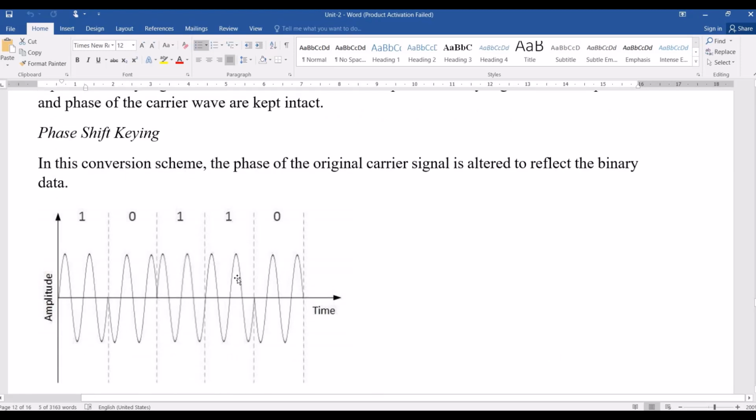Let's move on to phase shift keying. Phase means a change in some phases. It uses the amplitude, and the frequency is still constant, but it changes the phase.